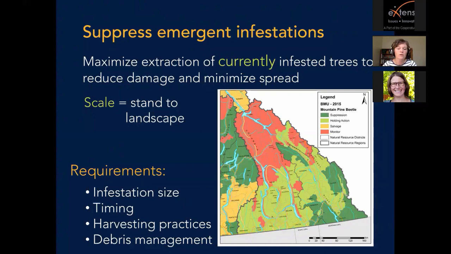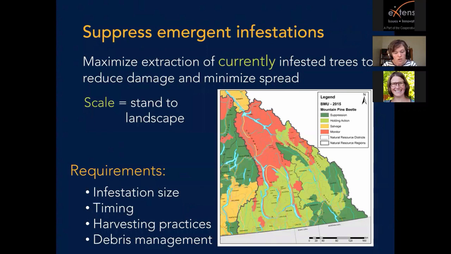This is at the scale we're talking about, the stand to the landscape scale. In British Columbia, we have a thing called bark beetle management units. It's quite hard to see, but all these little faint gray lines are indicating a type of bark beetle management unit. And depending on the susceptibility rating, what your insect populations are, followed up by ground monitoring, your ability to treat the insect, you come up with these different strategies.